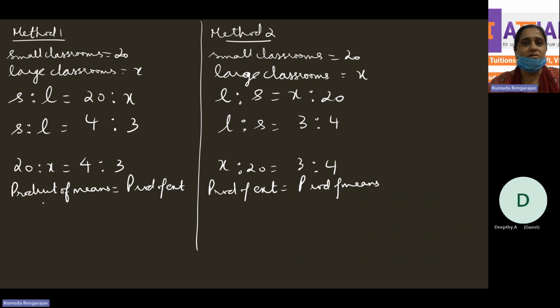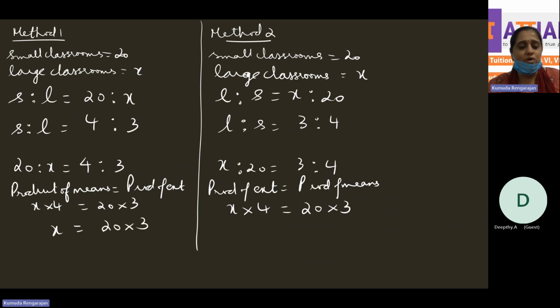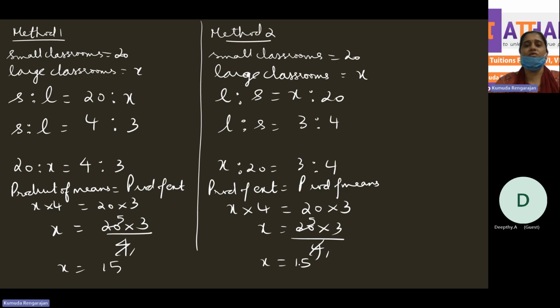So what is product of means here? X into 4 is equal to extremes 20 into 3. Here, what is product of extremes? Is equal to product of means, 20 into 3. See, you will get the same answer. Now you should write x is equal to 20 into 3 as it is, and then into 4 will become divided by 4. Same step here, you'll get 20 into 3 divided by 4. So x is equal to 4 fives are 20, so 5 threes are 15. So number of large classrooms is equal to 15.